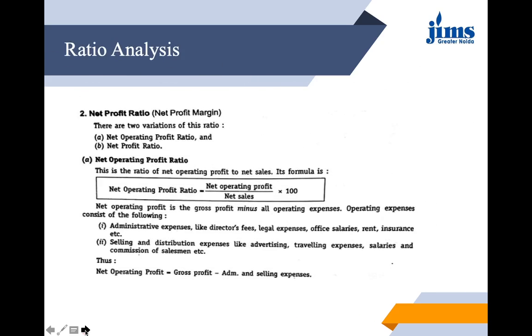Next we have NPR, that is net profit margin. Here we have two variations of this particular ratio: net operating profit ratio and net profit ratio. The net operating profit ratio can be calculated by dividing net operating profit by net sales. So the formula appears like this: operating profit upon net sales into 100.